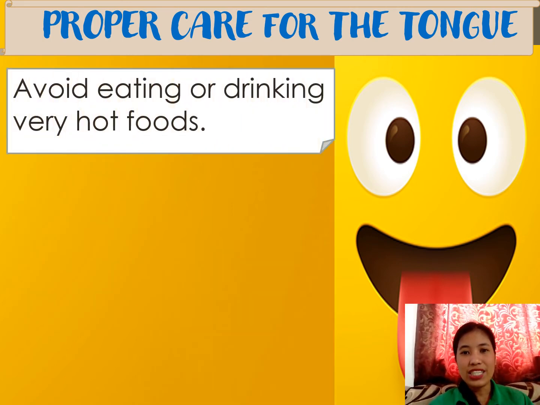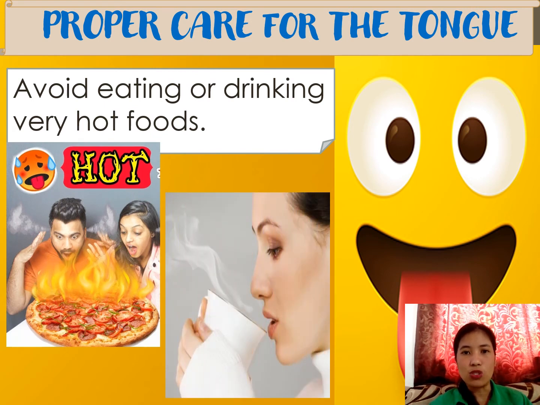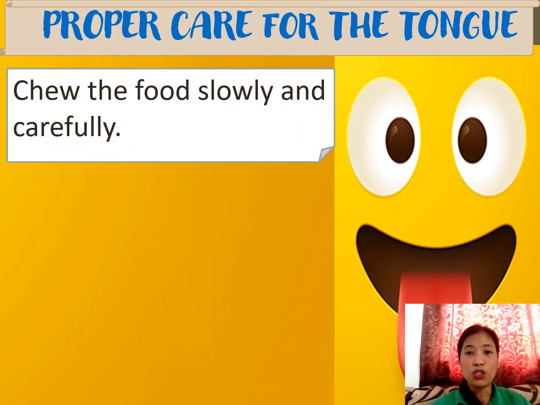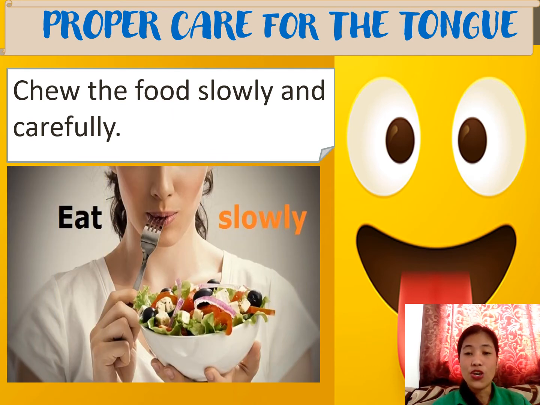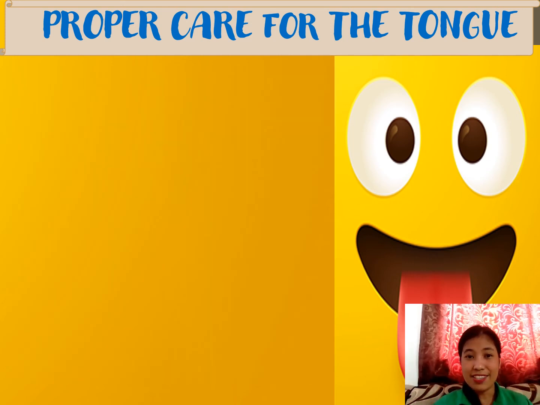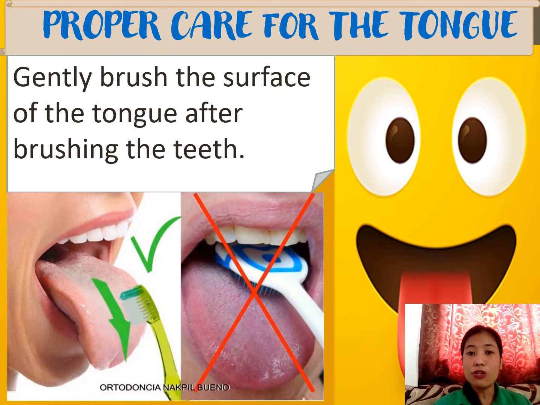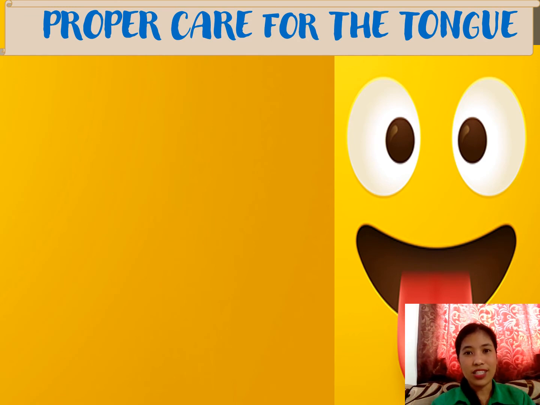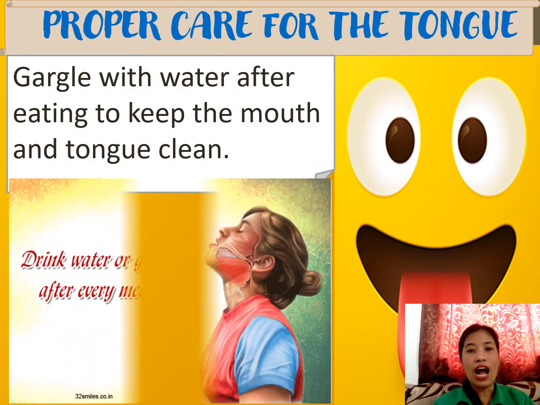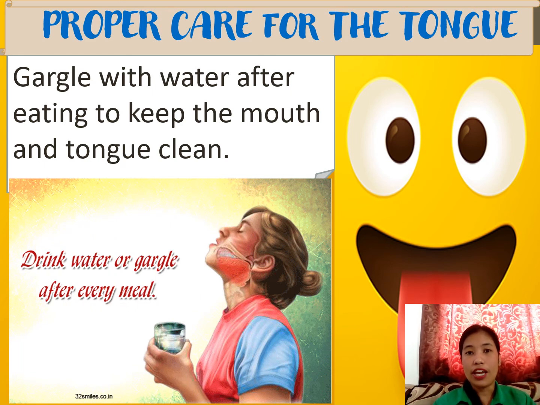Next is avoid eating or drinking very hot foods because eating and drinking very hot foods can damage your taste buds. Next, you have to chew the food slowly and carefully. In this way, you can avoid biting your tongue. Next, keep the tongue clean by gently brushing the surface of the tongue after brushing the teeth. Keeping the tongue clean can make the breath fresh. And lastly, to keep the tongue clean, you must gargle with water after eating or after every meal.